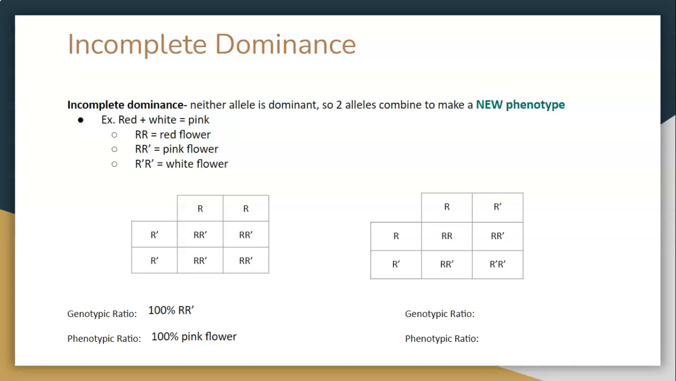Now, if we were to cross two heterozygotes, or two pink flowers, our genotypic and phenotypic ratios would look a little bit different. Our genotypic ratio would show that we have 25% of our offspring showing RR, 50% showing RR prime, and 25% R prime, R prime. Again, only looking at the four offspring here. Our phenotypic ratio is just looking at what the genotypic ratio is and determining what that actually stands for. In this case, 25% red flowers, 50% are pink flowers, and 25% of the offspring will be white flowered.